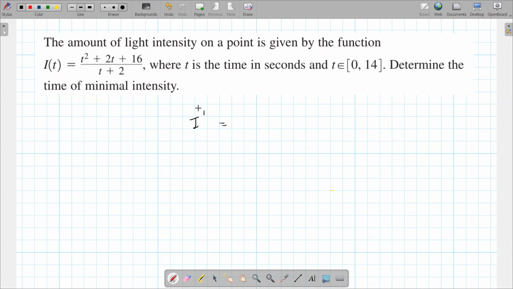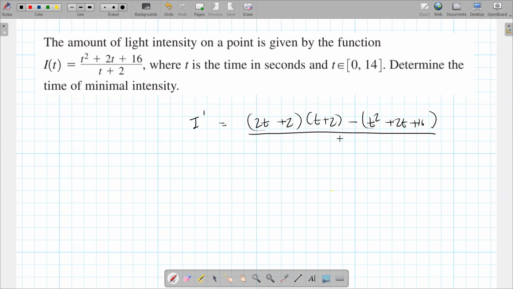I'm going to find I prime. You know how to do this. You need to use the quotient rule. So f prime g minus, okay, this is harder than I thought. f g prime, which is a 1, all over (t plus 2) squared. What is the slope there? 0.